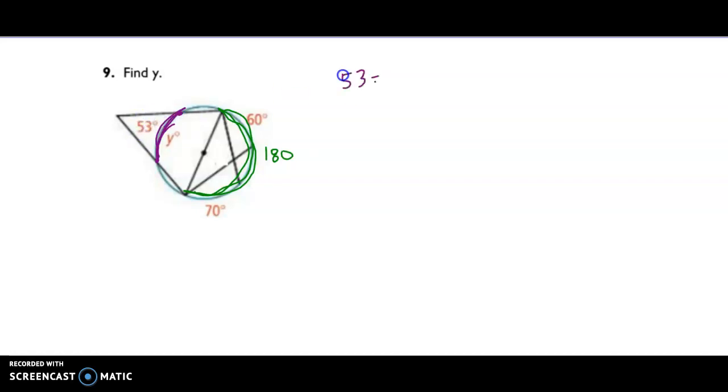So where does the 53 come from? Well, the theorem says this outer angle, 53, you take the bigger arc minus the smaller arc and take half of it. So that's 180 minus y, divided by 2, equals 53 degrees. So you don't need the 60 and the 70. You just need to know this is 180, the bigger arc because it's the endpoint of the angle here, and then you have this other intercepted arc right here.